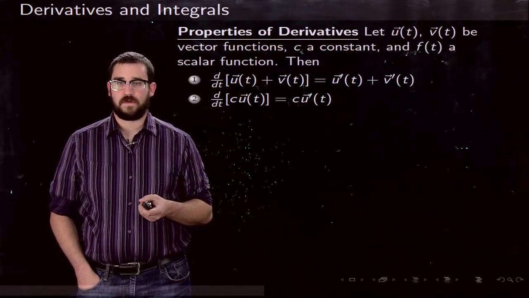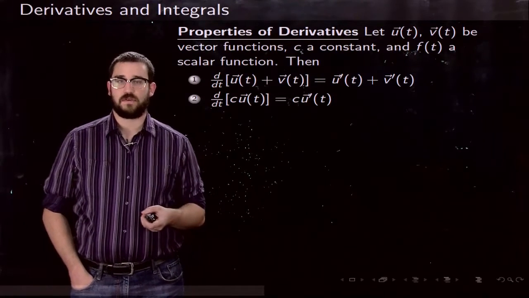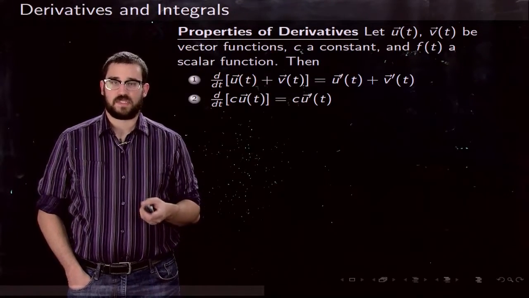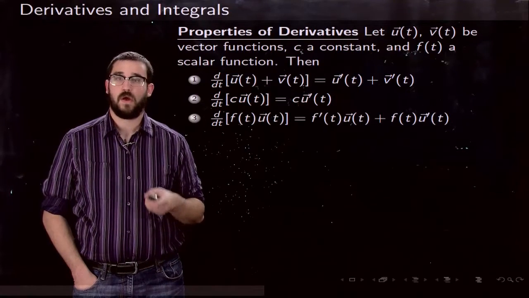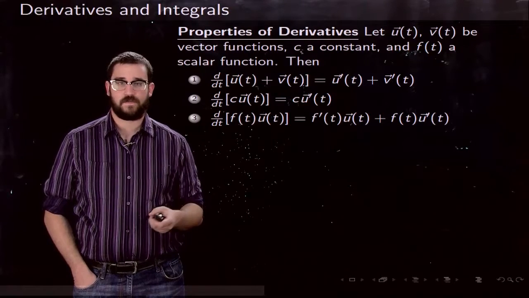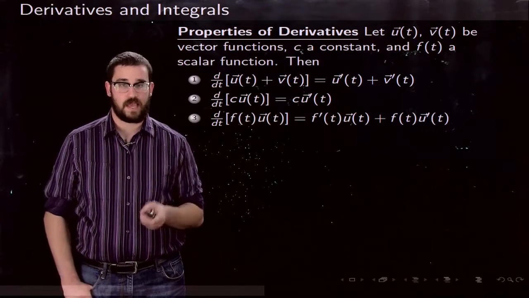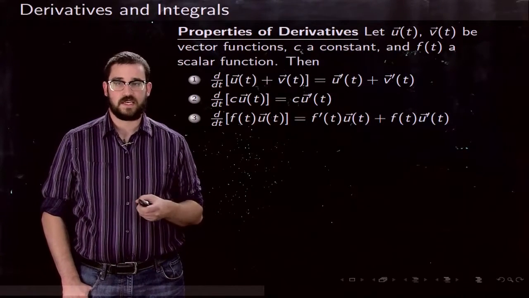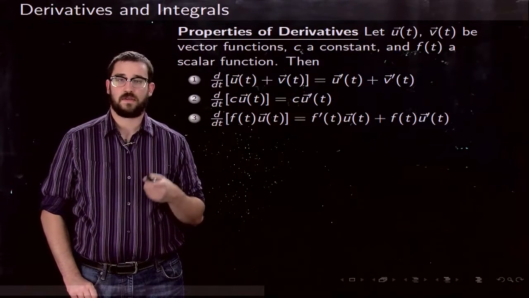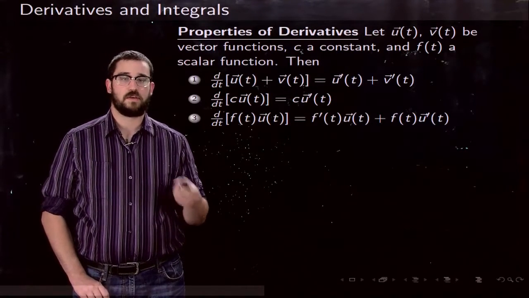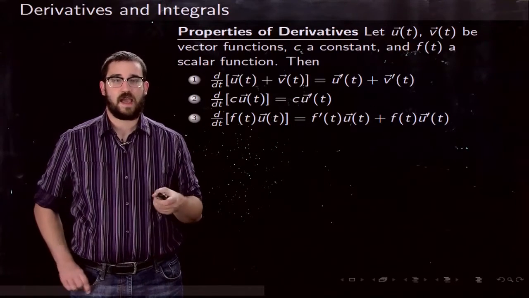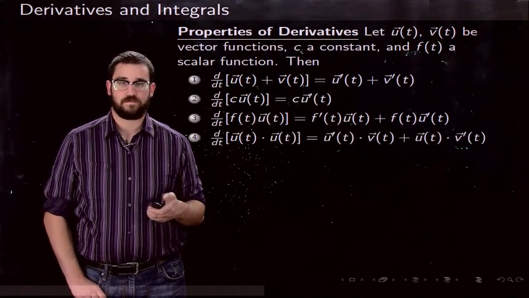Similarly, the derivative with respect to t of c u of t is equal to c u prime of t. We have our product rule when it comes to f of t being a scalar function. d dt of f of t u of t is equal to f prime of t u of t plus f of t u prime of t.